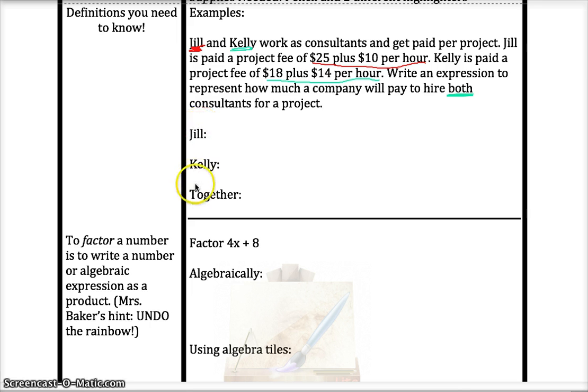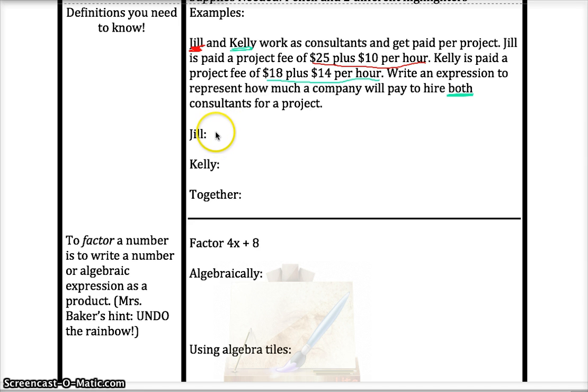All right, so it broke it down into three sections for us. How much for Jill, how much for Kelly, and how much for them both together. So Jill for me is red. You guys can use whatever color you are using. And Jill works $25 plus $10 an hour. Well, based on reading this problem, do we know how many hours Jill works? No, we don't. So we're going to use some sort of variable to represent how many hours that she works.